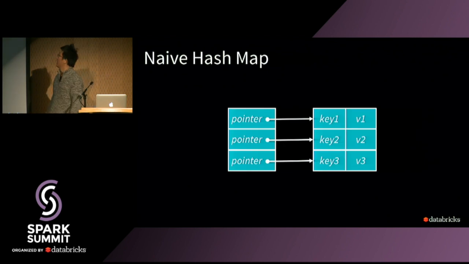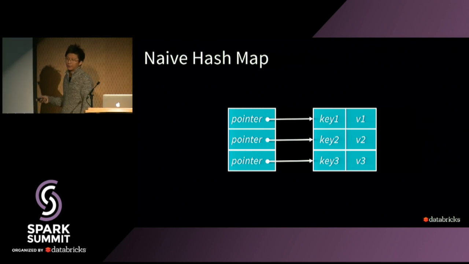The other important technology is hash. Because hash maps are heavily used in Spark, how to improve them is very important to Spark. Here is a very naive implementation of a hash map. Again, we have a memory region to store all the pointers of your records, and another memory region to store the key and value of your records.